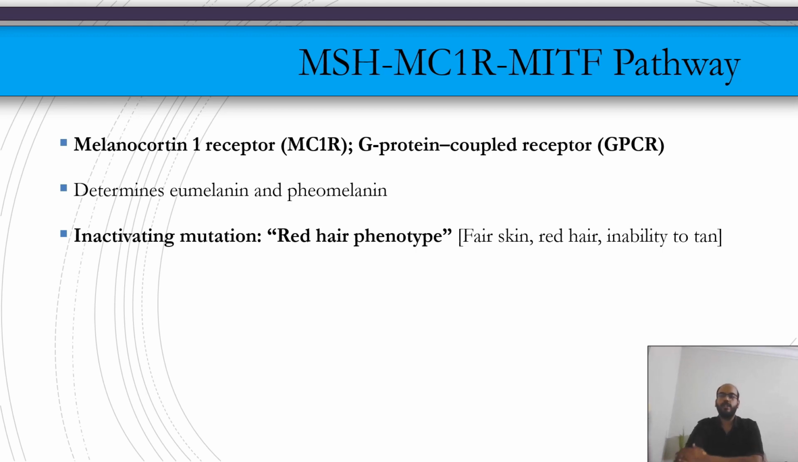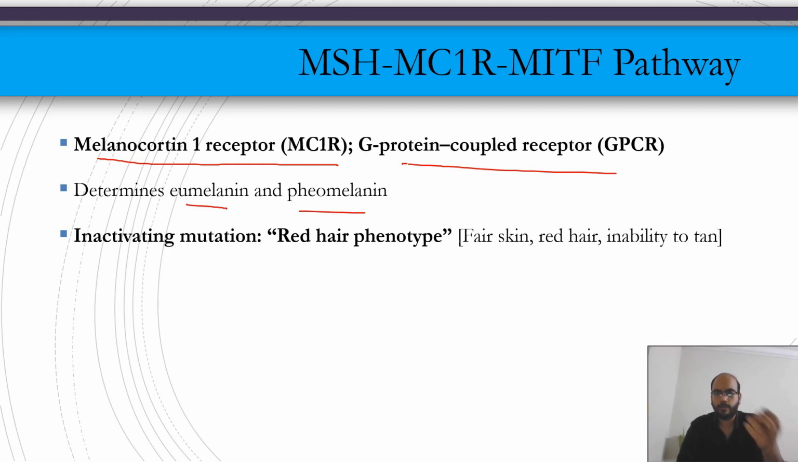Now, this special section is only for the members, and we'll discuss very quickly the MSH-MC1 receptor or MITF pathway. Now, what is MC1R? MC1R is melanocortin 1 receptor. There are multiple receptors. I think there are 4 or 5 receptors, and MC1R is the major receptor. It's a G protein coupled receptor. It determines eumelanin or pheomelanin. What melanin will be formed inside the cell is regulated by MC1R. If the MC1R is inactivated, it causes red hair phenotype. Red hair phenotype means fair skin, red hair, and inability to tan.